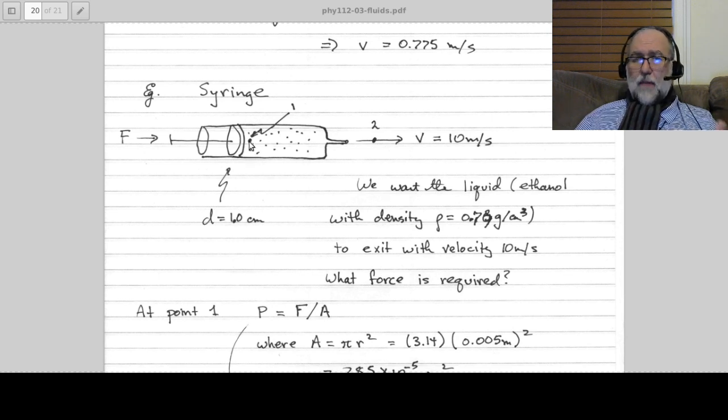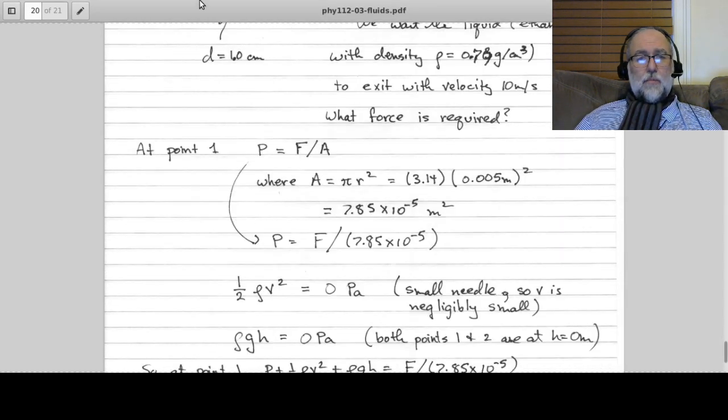So we're going to get the pressure at point number one, and that, in that equation, is going to be equal to the energy density at point number two. At point number one, the pressure is whatever force, the unknown force, divided by the area of the cylinder. The area of the cylinder is pi r squared, and r is half of d. d was 1 centimeter, so that would be half a centimeter, or 0.005 meters. That turns out to be an area of 7.85 times 10 to the minus 5 meters squared.